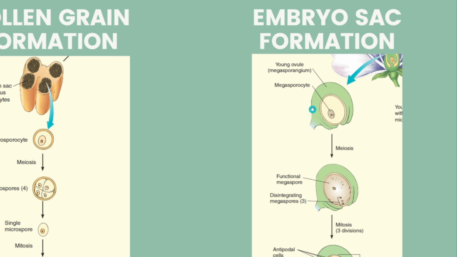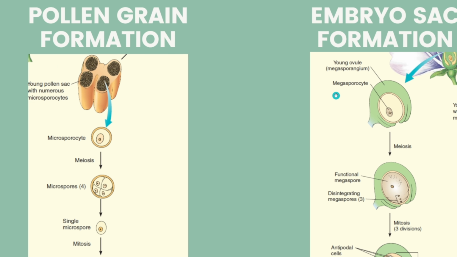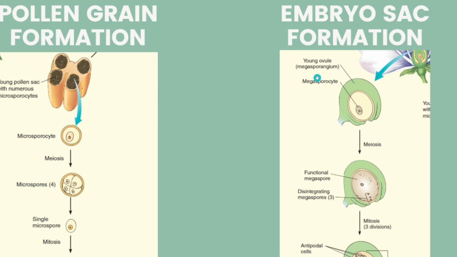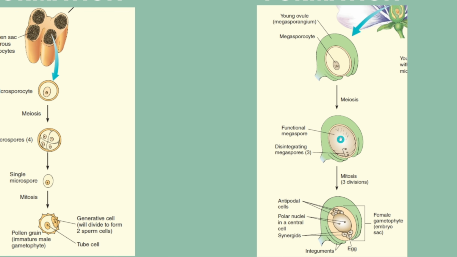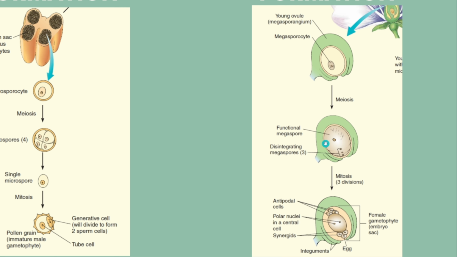Next, we will go through the embryo sac formation, which is the female part. The female part is similar to the male part. They also have a spore structure, which we call the megasporangium. The scientific term for the flowering plant is the ovule. This ovule contains one megasporocyte, and the megasporocyte will undergo meiosis to produce the megaspore. In meiosis, meiosis 1 and meiosis 2 together form 4 daughter cells.